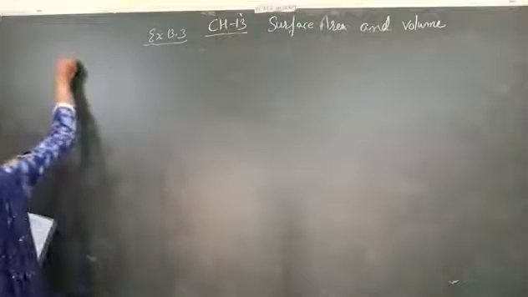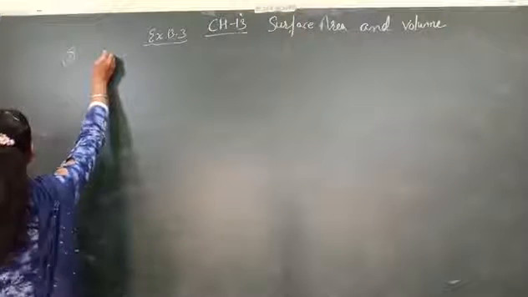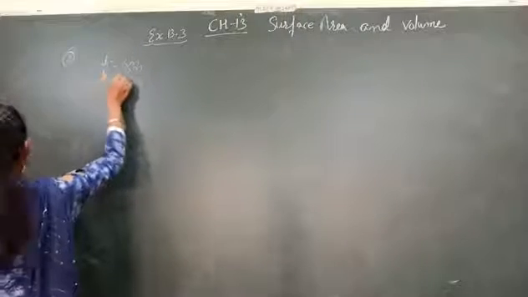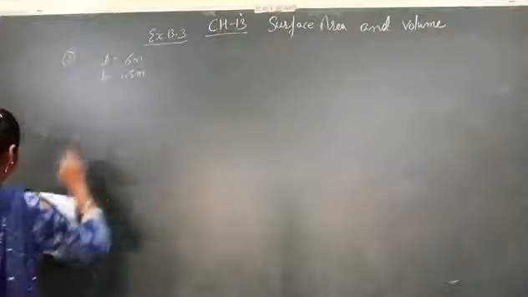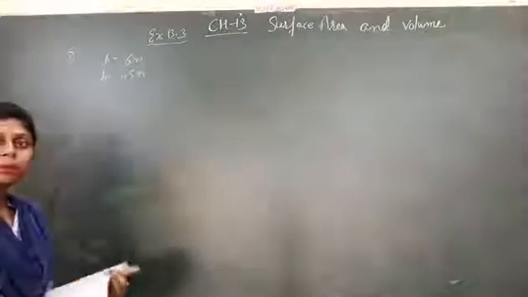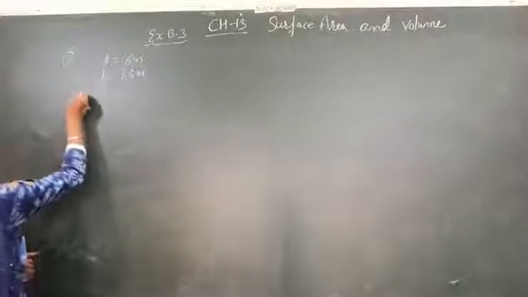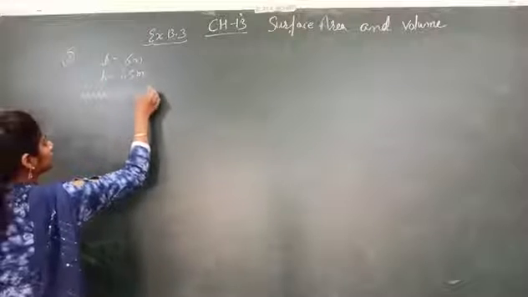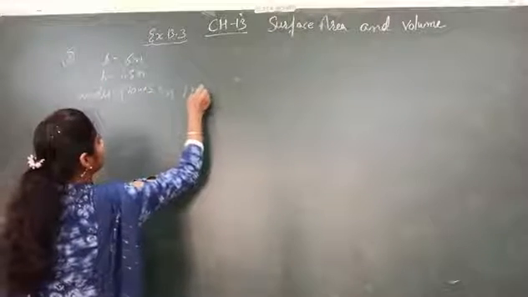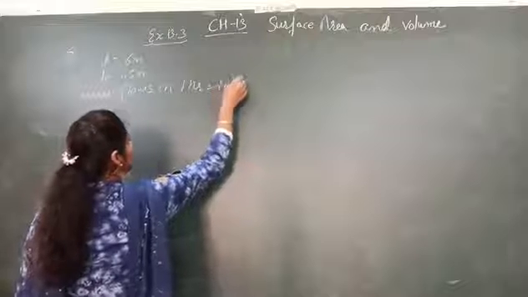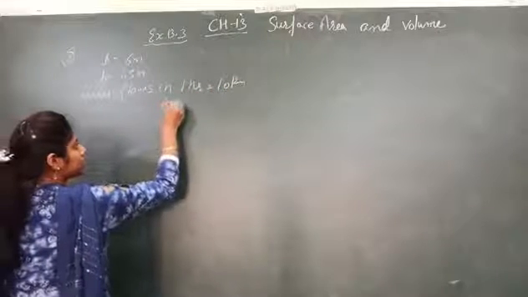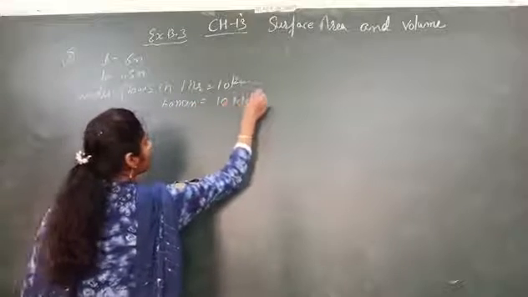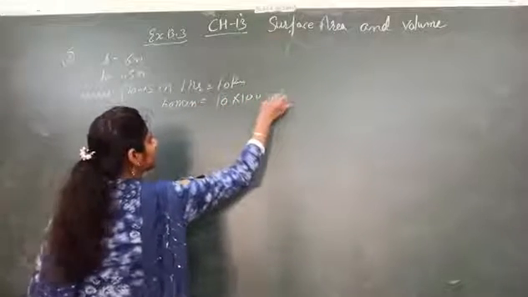See, 8th question. Breadth of canal is given 6 meter, height is 1.5 meter. Speed is given 10 km per hour. Water flows 10 km in 1 hour. 1 hour means 60 minutes. Change kilometer into meter, multiply by 1000.